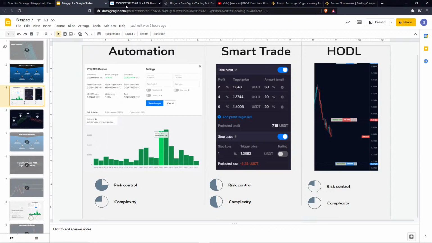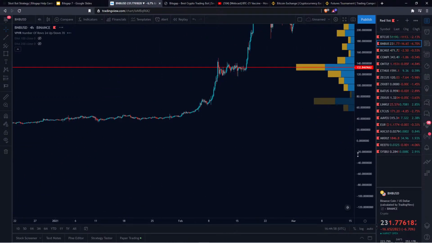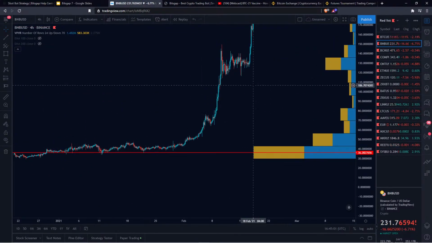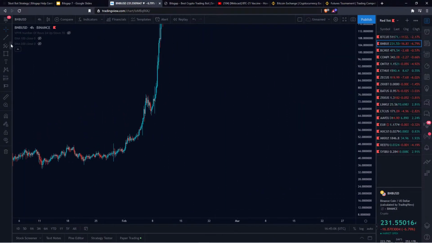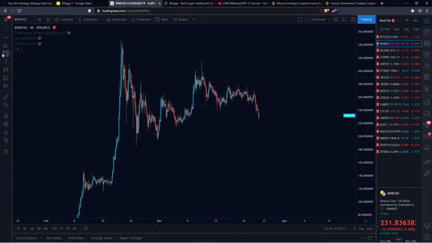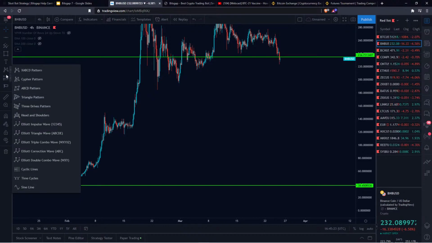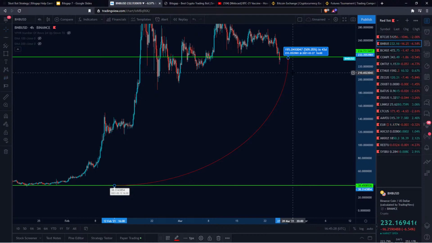Okay, some would argue that HODL is the best one in terms of return generated because they look at the chart and they tell you. So let's remove all the indicators. Some people tell you that, okay, you buy here, let's use the horizontal line, at the price of 38, that's BNB, and you HODL it. So up to current price, you would be up by, what is that? You would be up by 500%. So that's what they tell you when it comes to HODL.